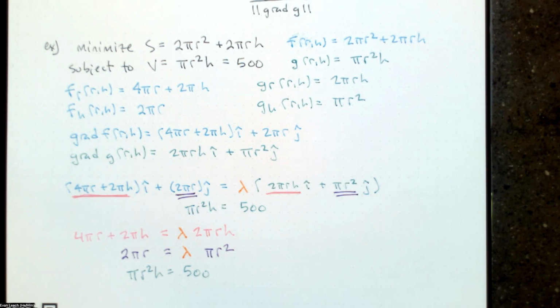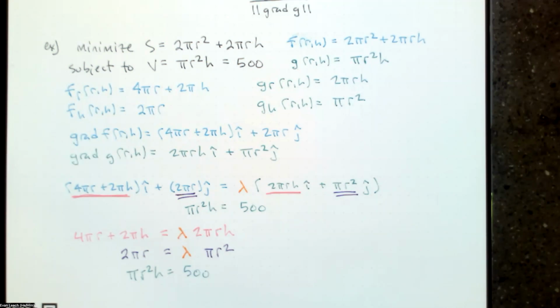Introducing this new variable of lambda is us saying I want the vectors to go in the same direction, but they don't have to be the same size. So lambda is how we control the size. It scales one of them up or down so that we just care about direction. That introduces a third variable, but fortunately we have a third equation from the constraint. So that's where the 500 comes in. Any questions?